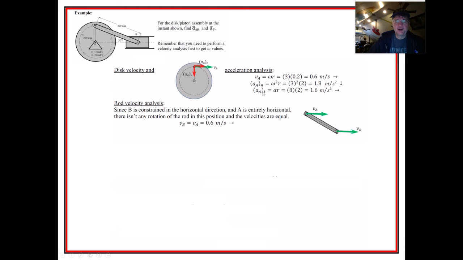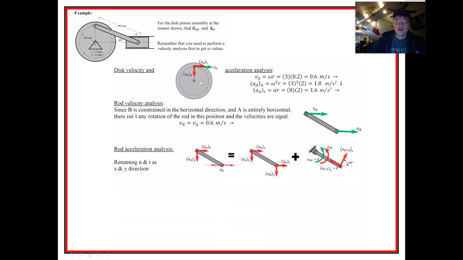So anyway, we come to the conclusion that these velocities have to be equal to each other, so we know the velocity. And we also come to the conclusion that omega of part AB is equal to 0. Now we can go do an acceleration analysis of the rod, and we do it with the 3 diagrams. We already know the acceleration at A, that we got up above here.